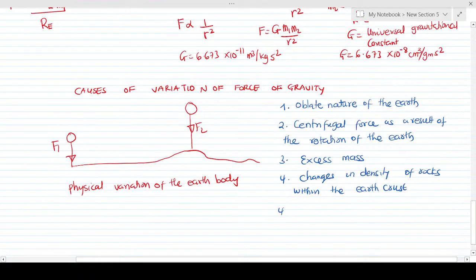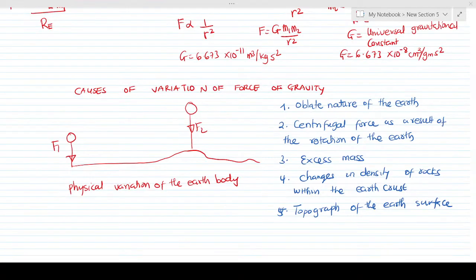Then the last one is what we call topography of the earth surface. The fifth one, topography of the earth surface. I'm going to take each one of them and explain how the oblate nature causes variation and so on and so forth, so that we can have a better understanding of the work that we are doing.